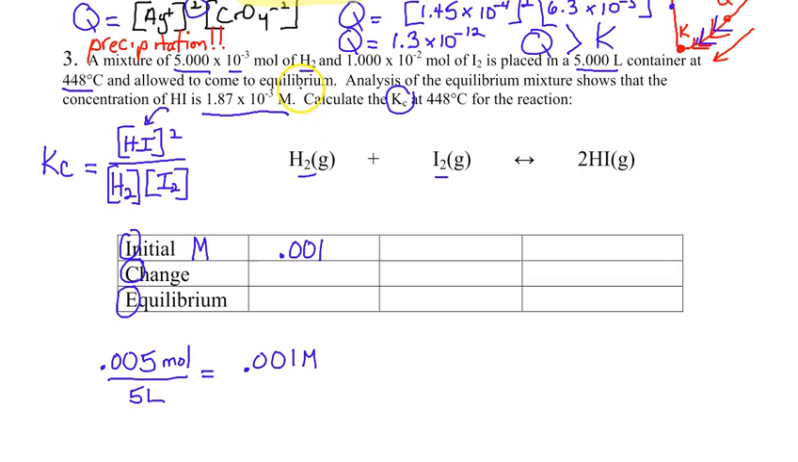I do the same thing for my iodine. What do I have? I have 1 times 10 to the negative 2, my bad, so this is 0.01. And I'm dividing this by 5 liters. And I get 0.002. So all I'm doing is just taking this and putting it into a decimal, but you can just type this in your calculator and divide by the 5 liters. It doesn't matter. I'm just finding the molarities.